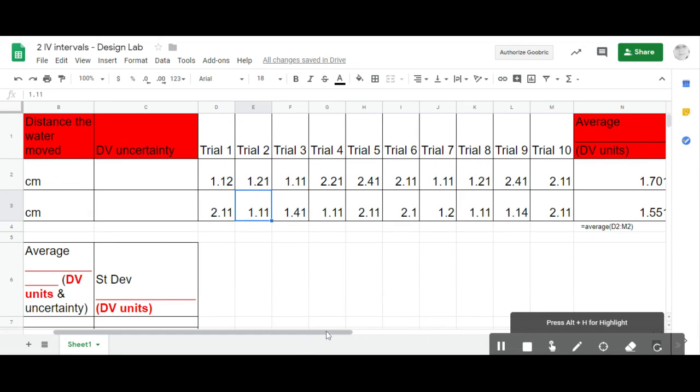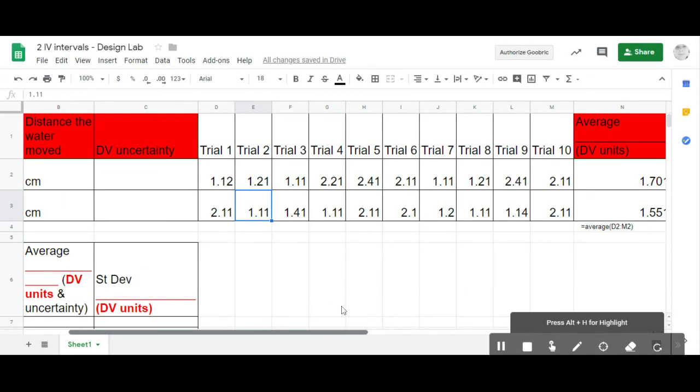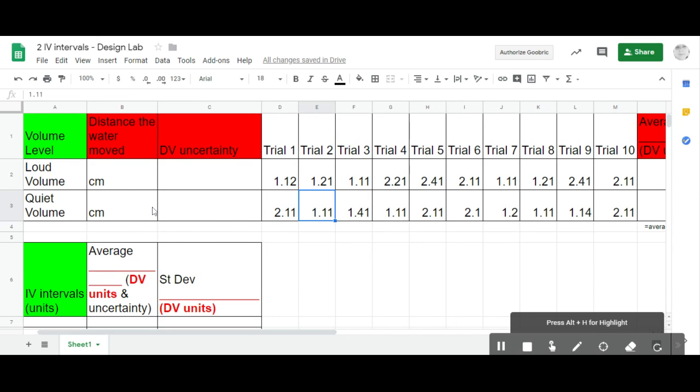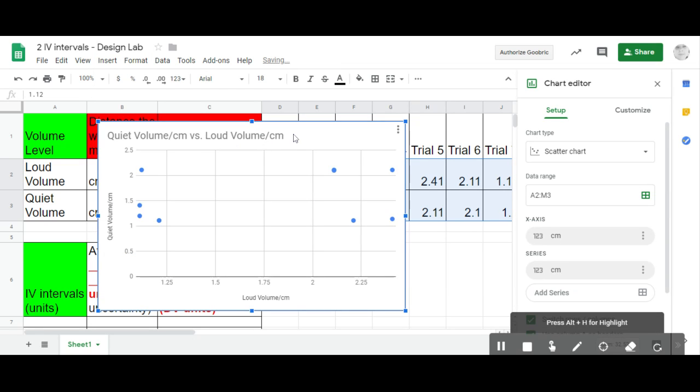Hi guys, this video is about how to get ready to make the right kind of graph for your data in Google Sheets. One thing that a lot of people do is they have all their data entered and they decide to make a graph of their data. In this case, I have loud volume and quiet volume. People will highlight the data they want the graph of, go to Insert, Chart, and it gives you a graph.